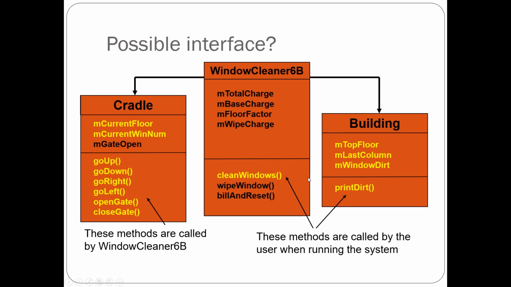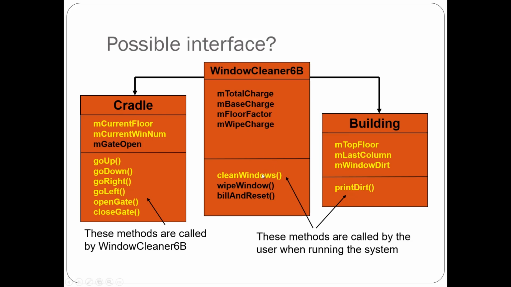So what I've done is identified, first of all, any of the methods that need to be accessed by something else. So for example, the window cleaner needs to be able to access these methods of the cradle in order to be able to operate it. So a window cleaner must be able to hit the up, down, left and right buttons, and it must be able to open and close the gate, otherwise the window cleaner can't use it.